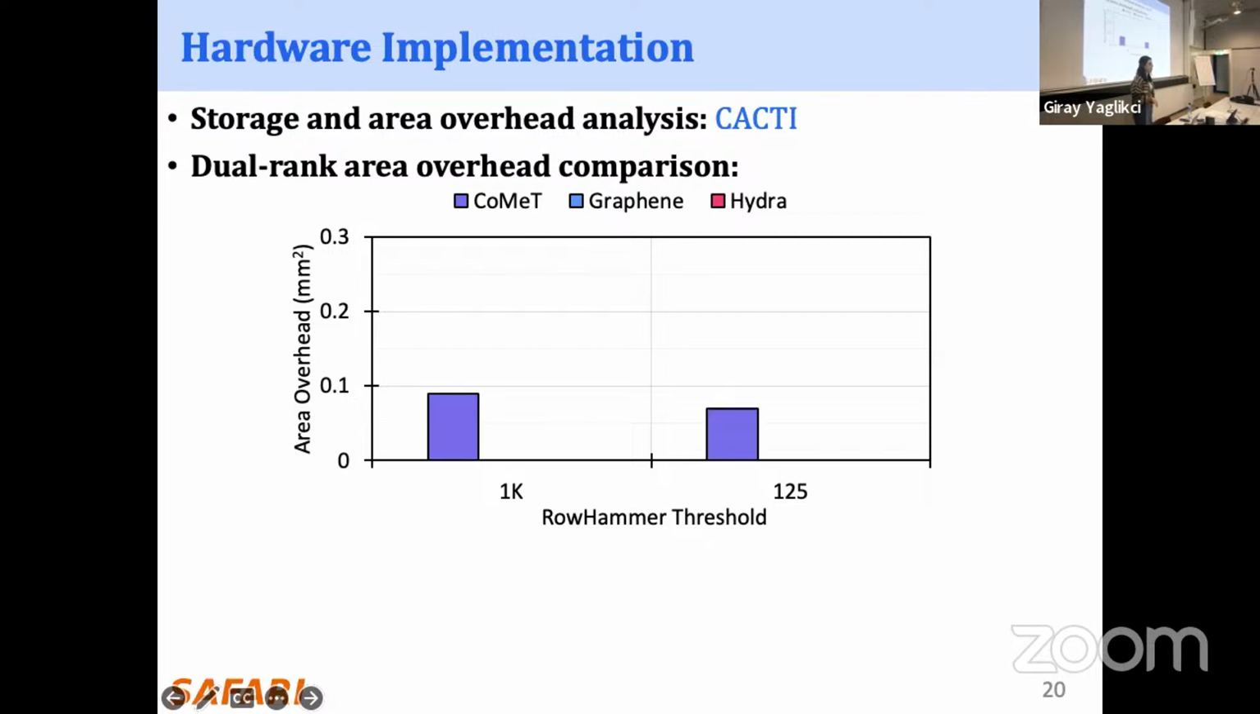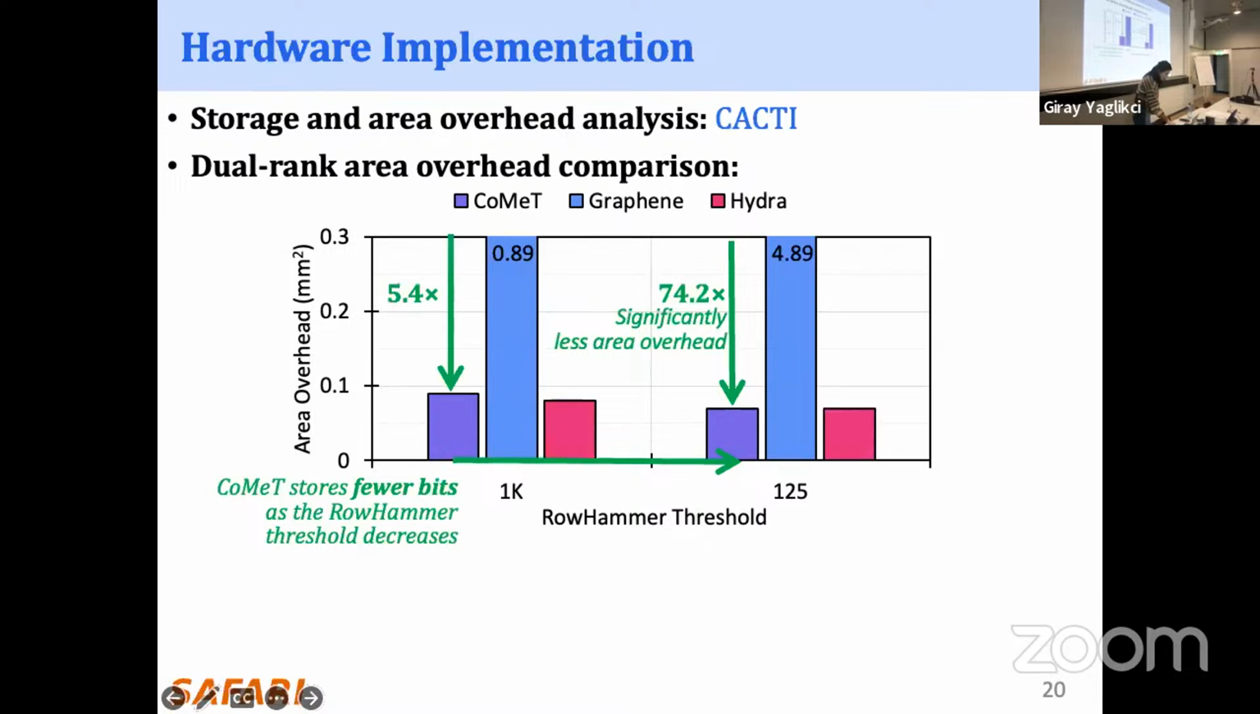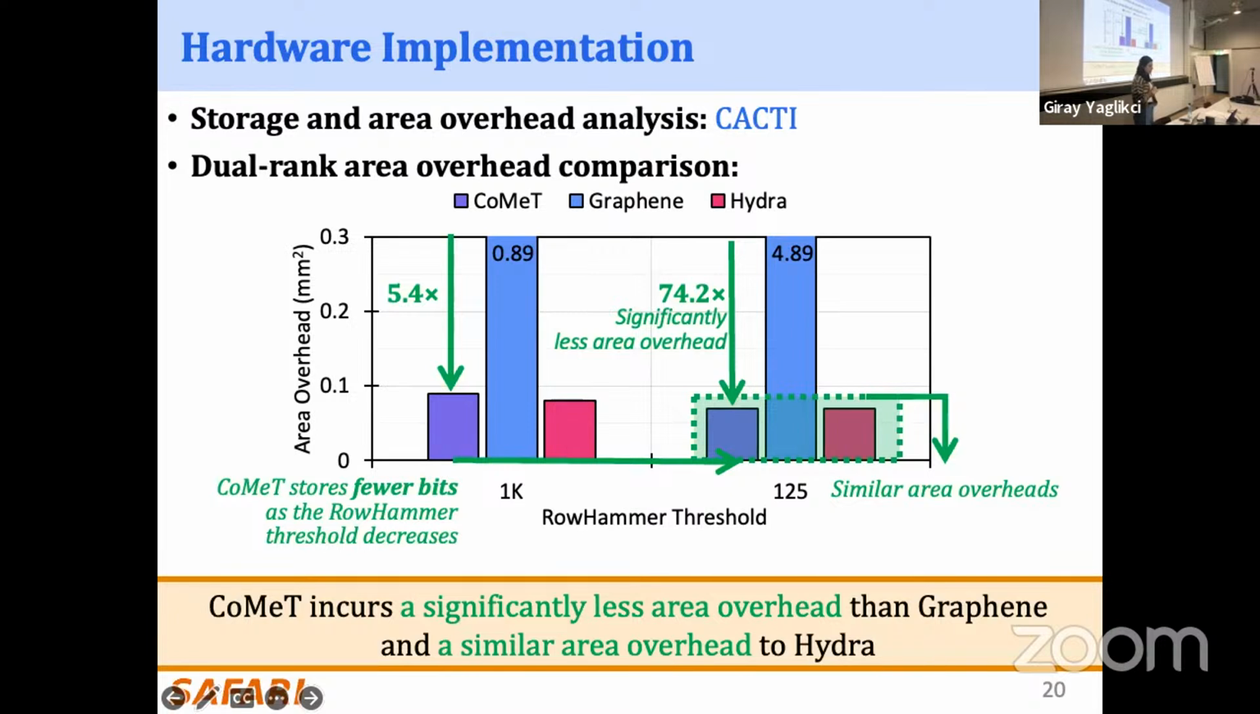This is the area overhead of Comet. As you can see, when we decrease the RowHammer threshold, Comet has actually a lower area overhead. This is because when we go to lower RowHammer thresholds, we need to store fewer bits for the counters, and this reduces our area overhead. And this is Graphene's area overhead. As you can see, it's significantly larger than Comet's area overhead. And this is the area overhead of Hydra, which is pretty similar to Comet's area overhead. So we conclude that Comet incurs a significantly less area overhead than Graphene and a similar area overhead to Hydra.